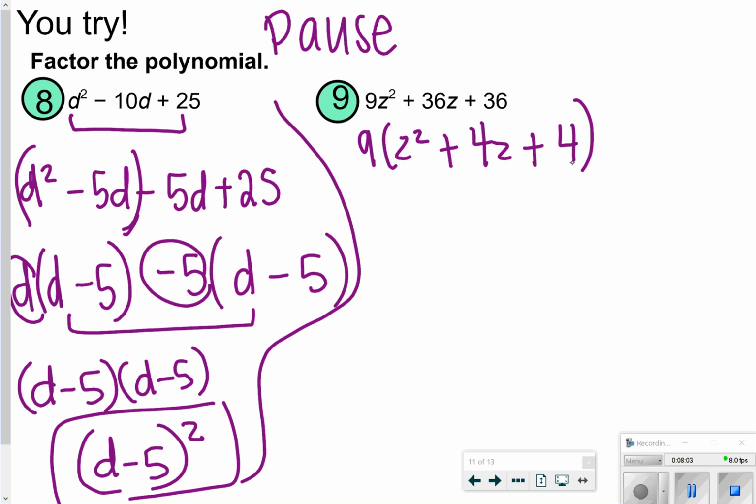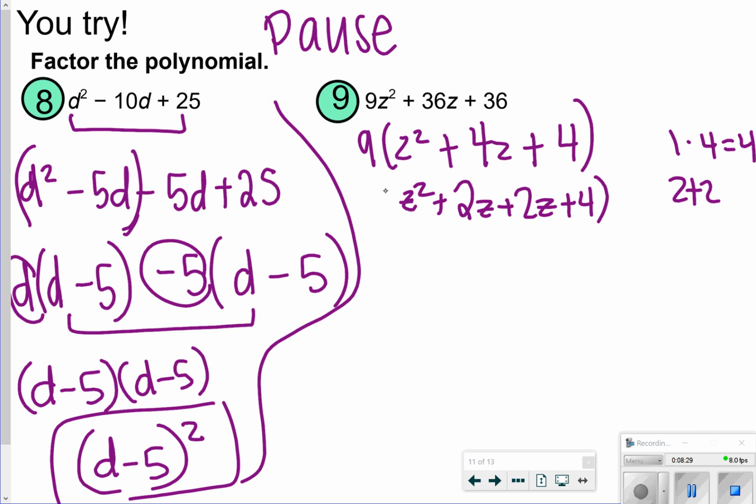Z squared times, or 1 times 4 is 4. And so basically I just need to find what times what will also give me 4. That would also add to 4, and that would be 2 plus 2. So z squared, I'm going to make my z's a little bit clearer because my 2's kind of look like z's as well, plus 2z plus 2z plus 4. So now I'm just going to factor by grouping.